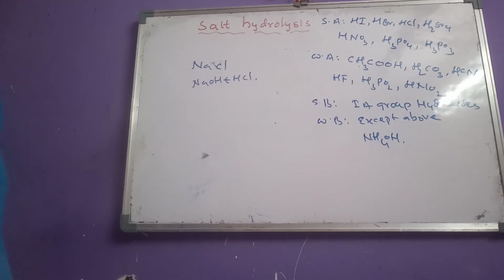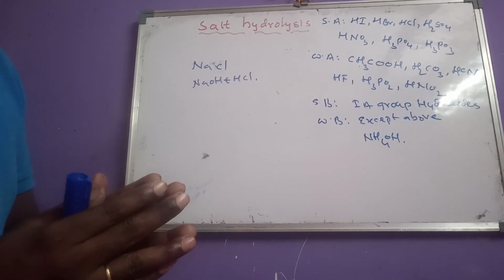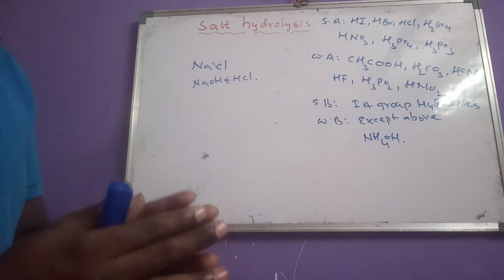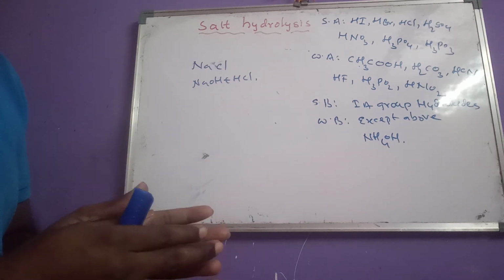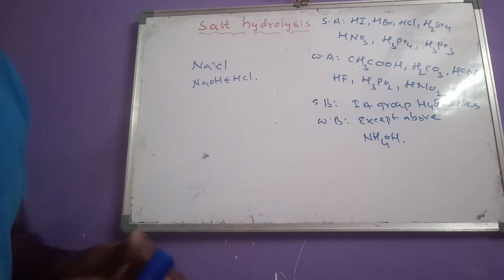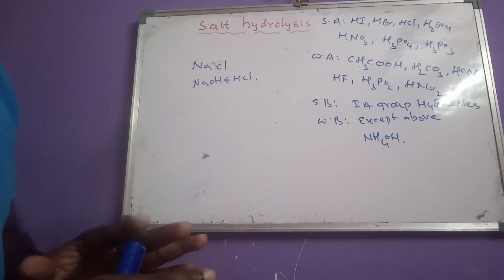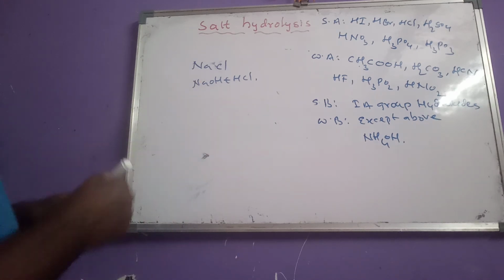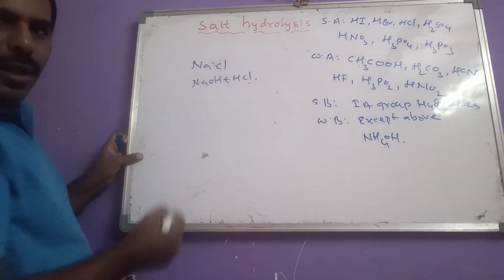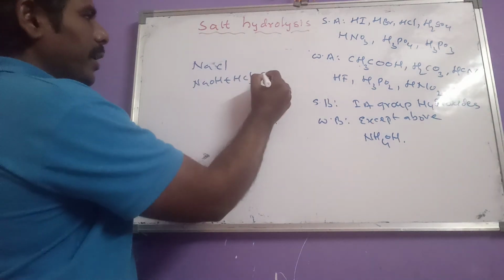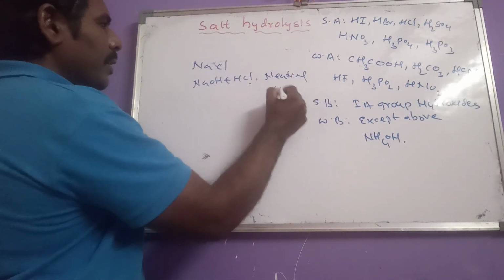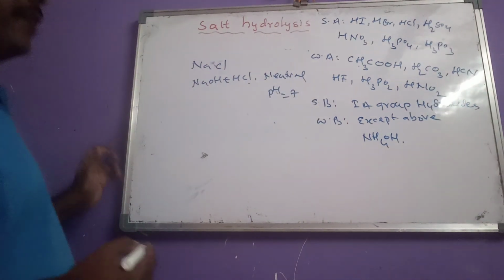For example, I think you know the Bahubali movie. If Amarendra Bahubali and Mahendra Bahubali fight each other, who will win the match? The match will become a draw because both are strong. Like that here, as strong acid and strong base, the match becomes a draw. That means the solution is neutral, pH value is 7.